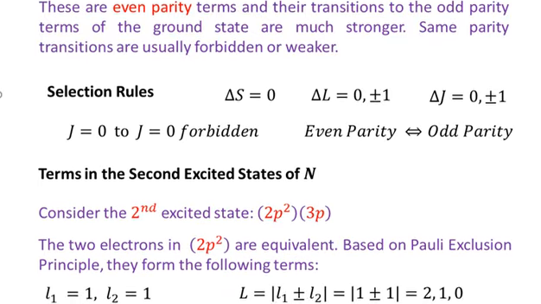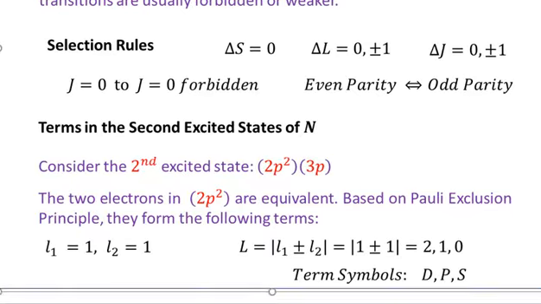Now I am going to explain the second excited states of the nitrogen, the terms in the excited states of the nitrogen. The second excited state of the nitrogen is 2p2 and 3p. That is, in the first excited state the electron was the 3s electron, and now, by providing energy to the 3s electron, I have moved the 3s electron to 3p. So the next excited state is 2p2 and 3p.